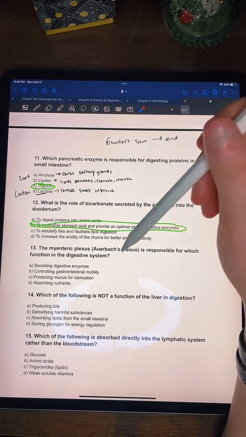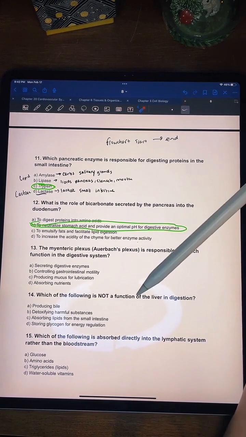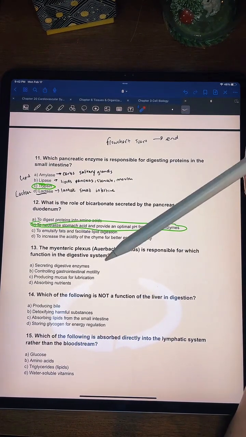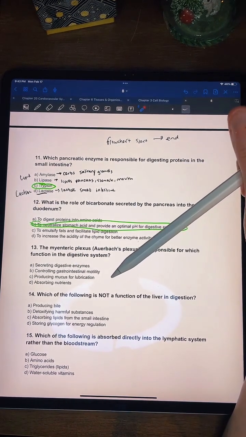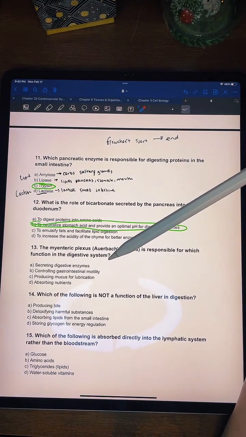The myenteric plexus is responsible for which function in the digestive system? Is it A, secreting digestive enzymes, B, controlling gastrointestinal motility, C, producing mucus for lubrication, or D, absorbing nutrients?